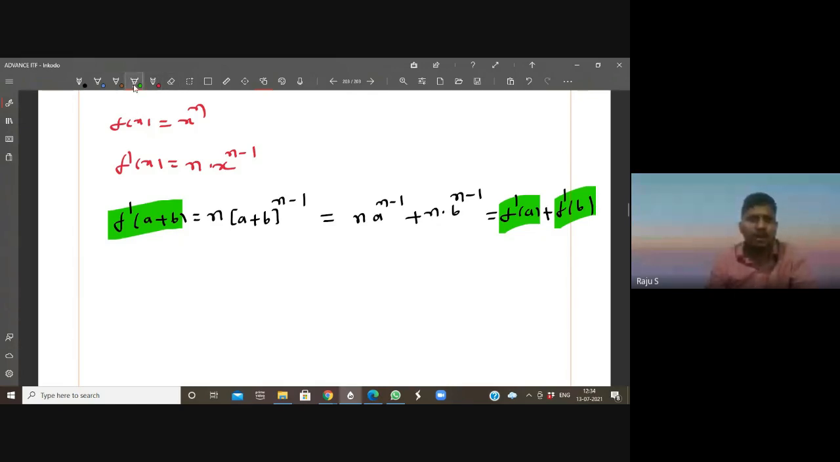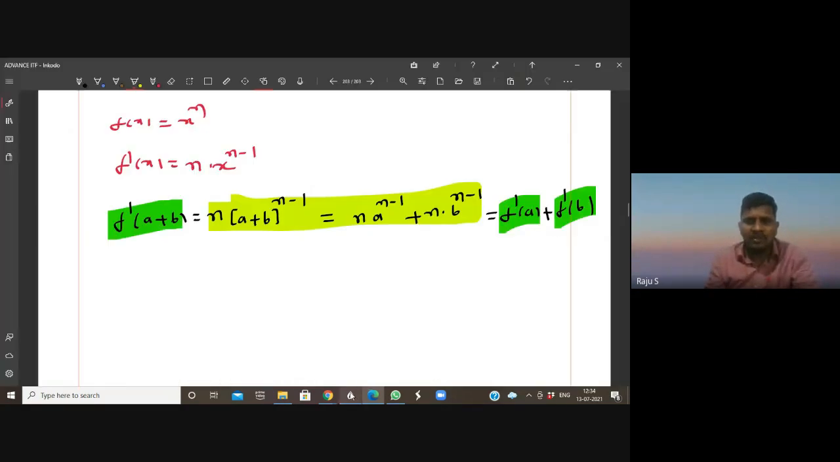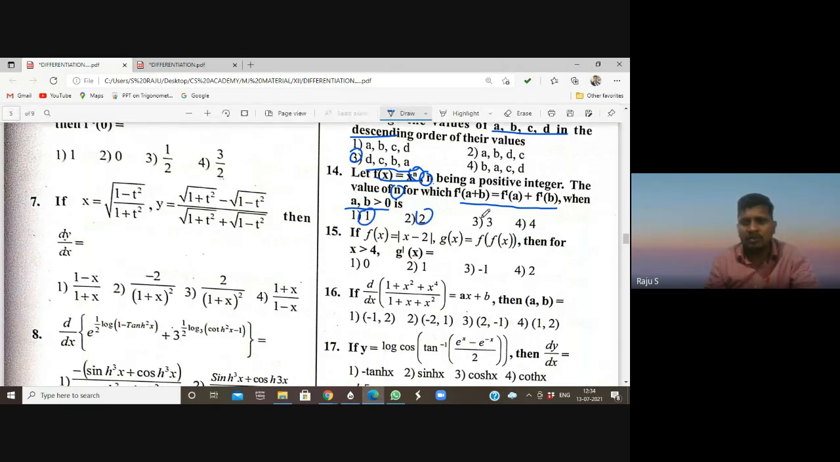Because here they gave one condition, f dash of a plus b is equal to f dash of a plus f dash of b. I substituted the values, substituted this condition they gave. I'm equating just this condition. After differentiating, I replaced x by these values. For what value of n will both be equal? They gave different n values. First one is 1, 2, 3, 4.